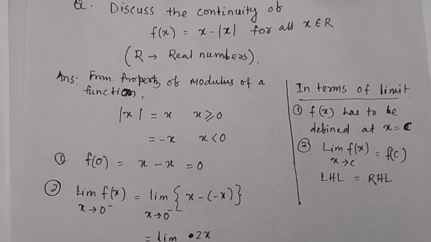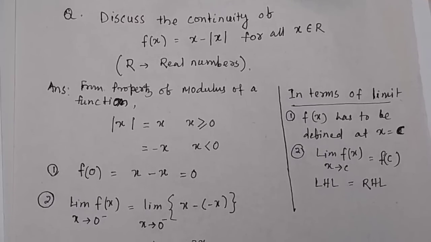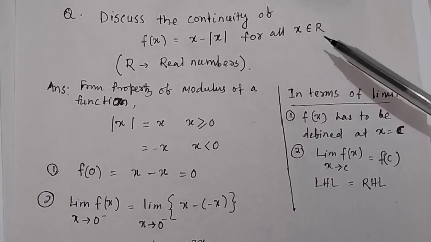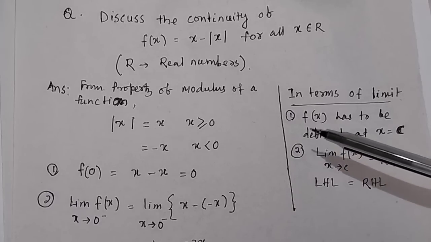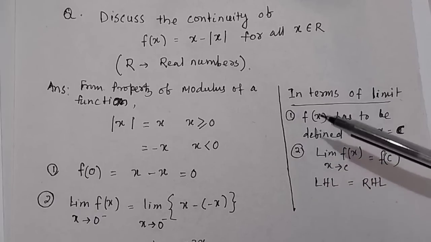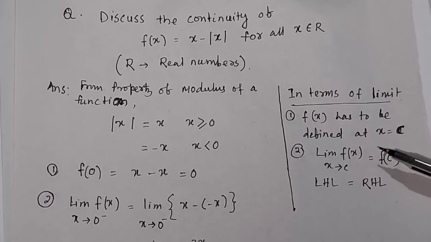In this problem, we will discuss the continuity of the function. Given function f(x) is equal to x minus modulus of x for all values of x belonging to R, where R is the real numbers. So we have to check the continuity of this function. To check the continuity of the function in terms of limit, we have to consider these two conditions. Number one, the function has to be defined at x equal to c.